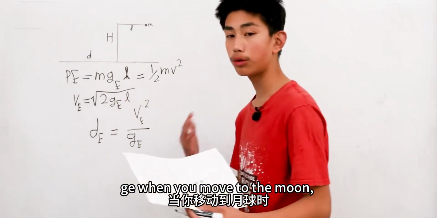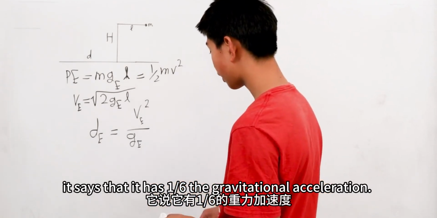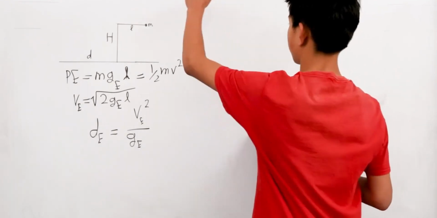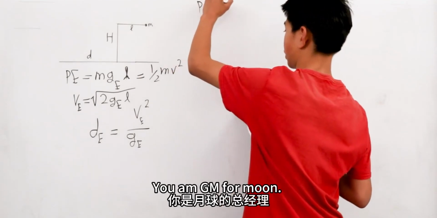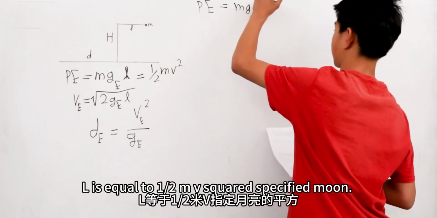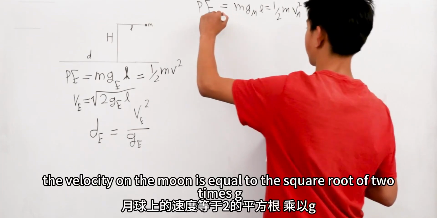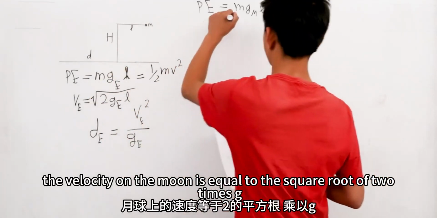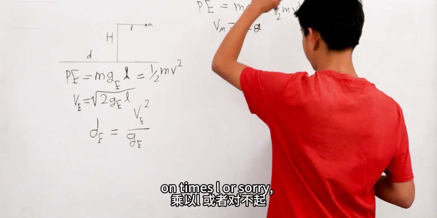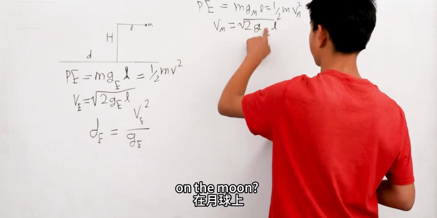When you move to the moon, it says that it has 1/6 the gravitational acceleration. So we can do the same thing here. Potential energy, this is on the moon, mind you, m g_m for moon, times L is equal to 1/2 m v squared, specifying moon. Now the velocity on the moon is equal to the square root of 2 times g on the moon times L.